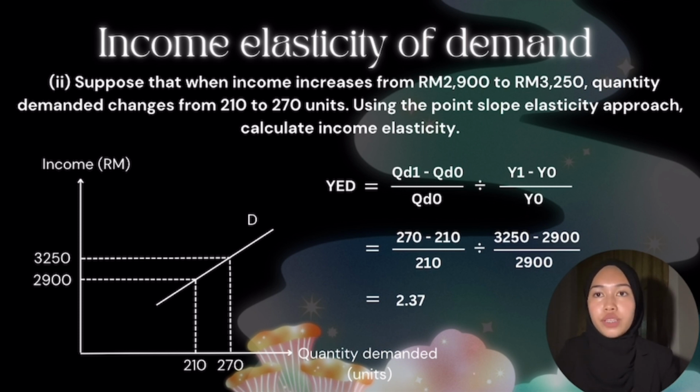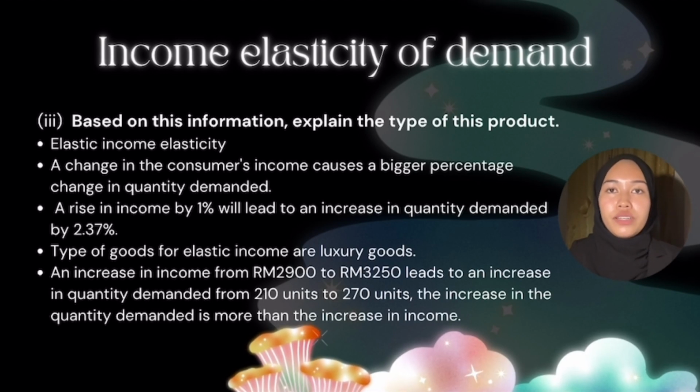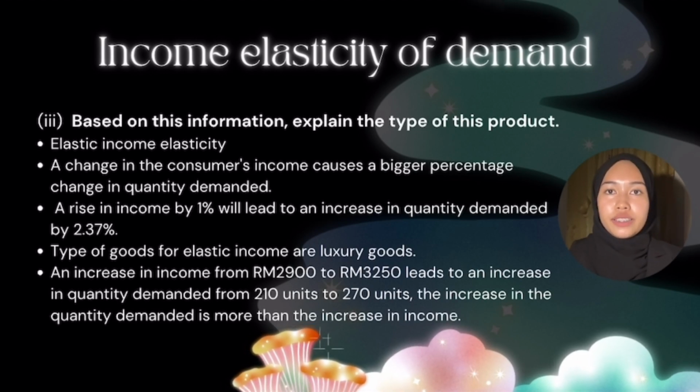So next, we have to substitute all the details from the question into the formula. We will get 270 minus 210 over 210, divided by 3250 minus 2900 over 2900. So the answer would be 2.37%. Lastly, question 3. Based on this information, explain the type of this product.